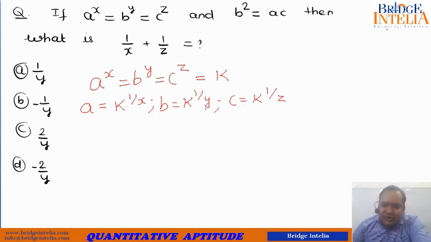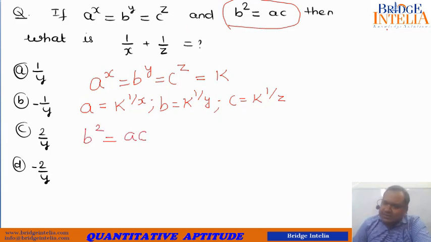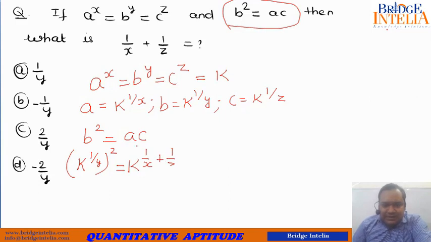So after you have got to this stage, then you pick the second expression or the second fact that is given to you. So it is being told to us that b square is equal to a into c. So this is being given to us. Now I will express this in terms of k. So this would mean that k to the power 1 by y whole square must be equal to k to the power 1 upon x plus 1 upon z. If you multiply it properly, you will immediately understand. Okay, let me do it in 2 steps.